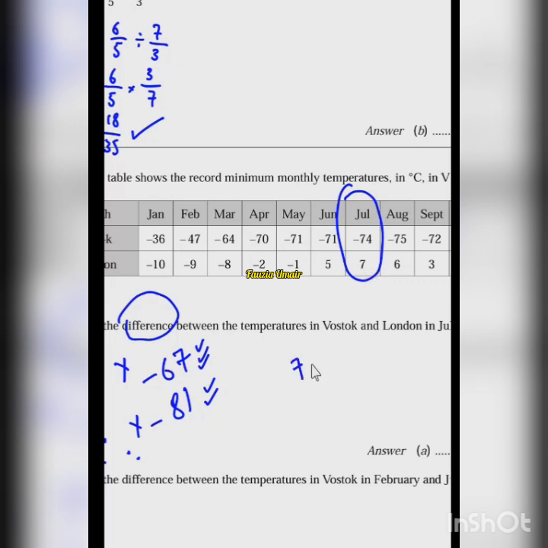so you will say 7 minus -74. So it is 7 plus 74. Answer is 81. 81, not minus 81. Are we clear? ये चीज क्लियर है? Yes.